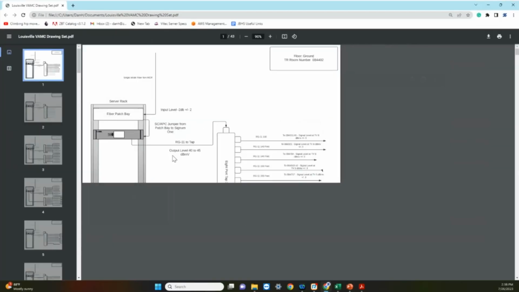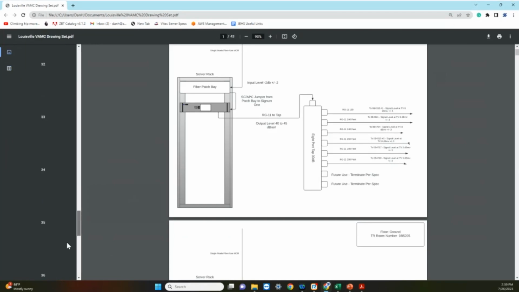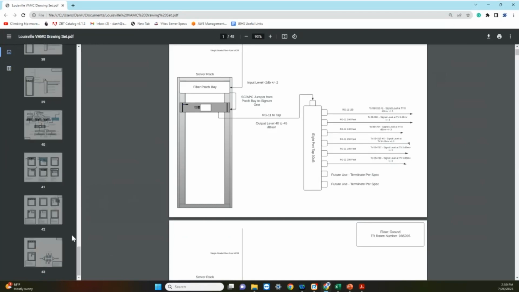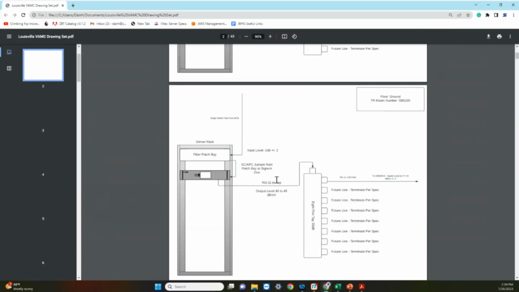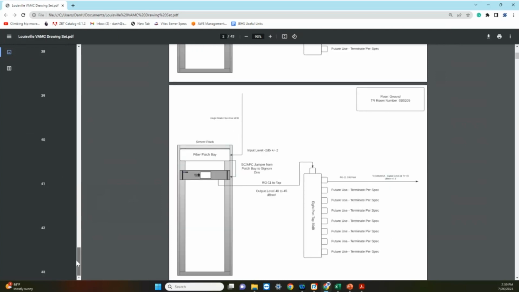All right, so this is a drawing set that we did for a VA facility that is currently being built. And it is kind of what you expect to see when we're doing a design at Z-band. So I'm going to try and scroll all the way down here to the bottom, see if I can show you guys the fiber part of it first.